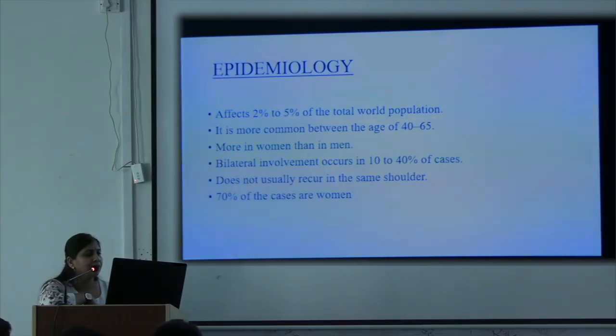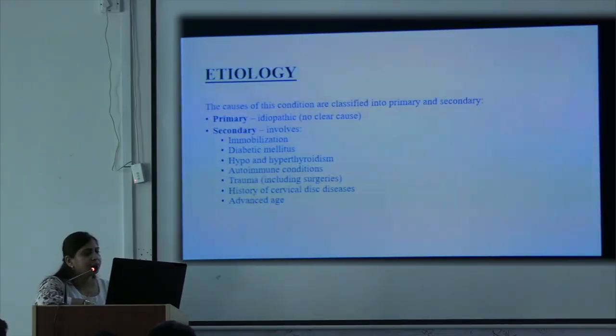Epidemiology: it affects 2 to 5% of the total world population. It is more common between the ages of 40 to 65, more in women than men. Bilateral involvement occurs in 10 to 40% of the cases, not usually in the same shoulder, and 70% of the cases are in the dominant side. Etiology is primary and secondary. Primary has no clear cause, it is idiopathic, and secondary involves immobilization, diabetes, hypo and hyperthyroidism, autoimmune diseases, trauma, and history of cervical disc diseases.